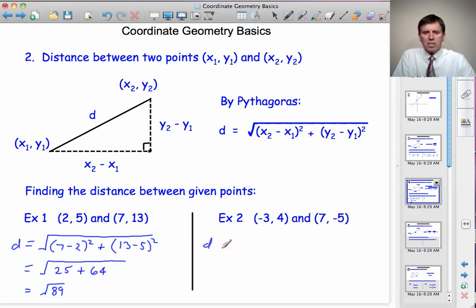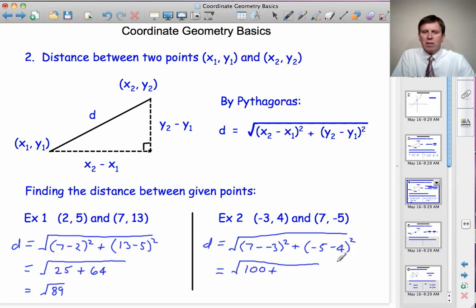Second example, the distance between these 2 points is the square root of the difference in the x-coordinate squared, so that's 7 minus minus 3 squared, plus the difference in the y-coordinate squared, minus 5 minus 4 squared. And the signs take care of themselves. If we've got a double negative, it becomes a positive. So d is equal to the square root of 7 minus minus 3 is 7 plus 3, which is 10. 10 squared is 100. Plus minus 5 minus 4 is minus 9. Minus 9 squared is plus 81. So we have 100 plus 81, which means that d is the square root of 181.